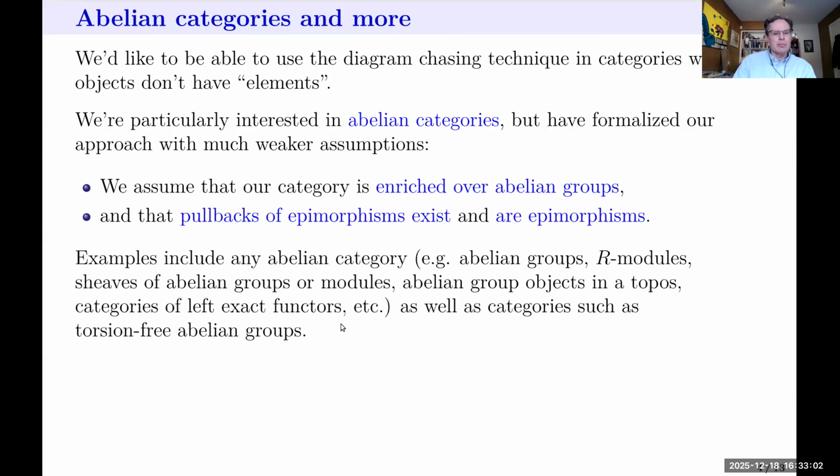So that's true in an abelian category, but there's lots of other situations. Just as some examples, any abelian category like abelian groups or modules, sheaves of abelian groups or modules, abelian group objects in a topos. One that comes up in certain arguments is the category of left exact functors from an additive category to abelian groups. You can take categories like torsion-free abelian groups. Those aren't abelian, but they do satisfy these conditions. So there's a lot of settings that our approach will work in.